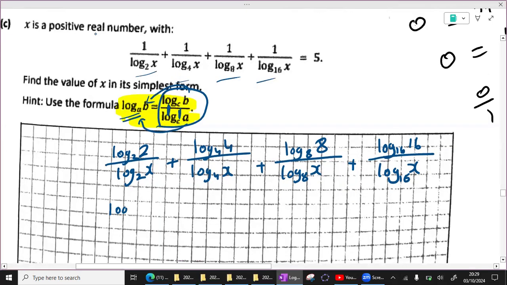So I'm going to write log. Now my b is my 2, so 2 goes there. And my a is my x, is the bottom number basically. So that x is my a. Now what you'll notice is, as I work my way along the line, again, I have matching log and base. They're both at log, they're both 4.